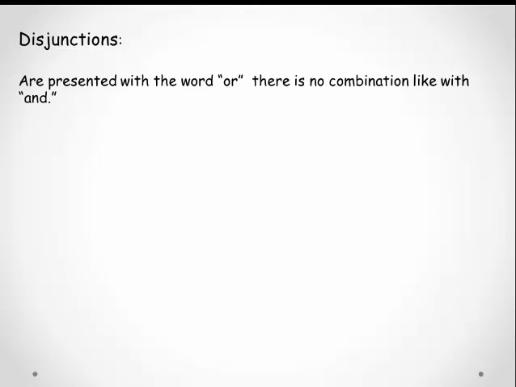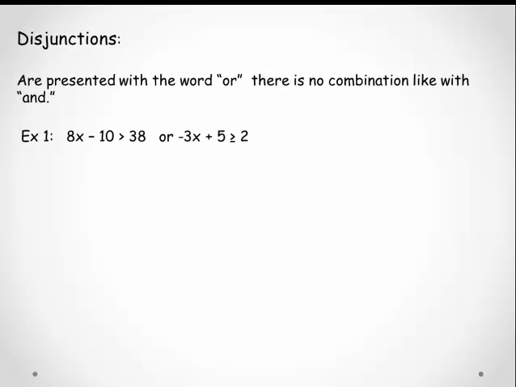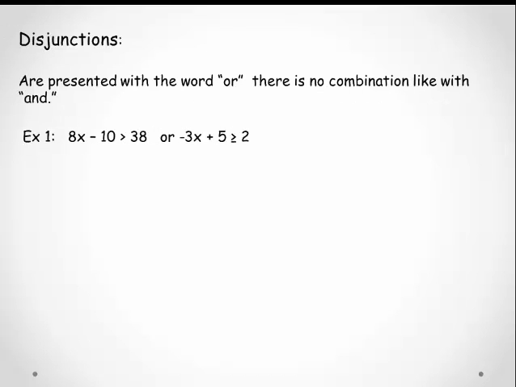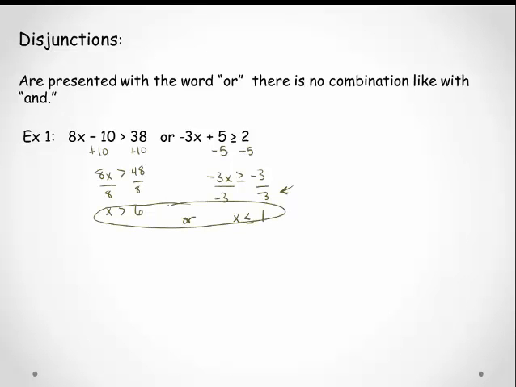Okay, disjunctions have the word or, but there's no combination like with the word and. You'll only have them with the word or. 8x minus 10 is greater than 38, or negative 3x plus 5 is greater than or equal to 2. Okay, so I add 10 to both sides. 8x is greater than 48. I divide by 8, and I get x is greater than 6. I subtract 5 from both sides. I have negative 3x is greater than or equal to negative 3. I divide both sides by negative 3. I divided by a negative, so I have to flip my inequality, and I have x is less than or equal to 1. I need to keep the word or between those two.